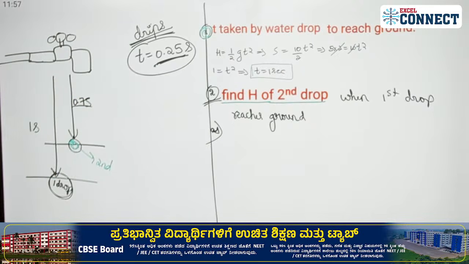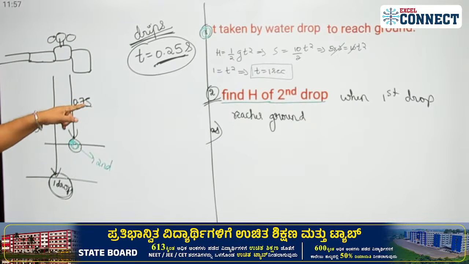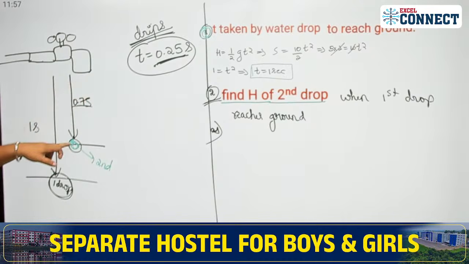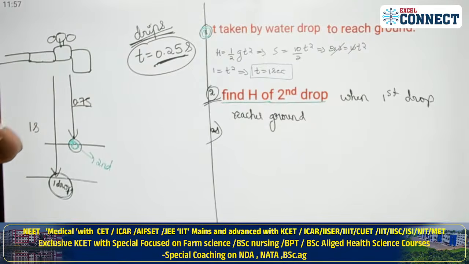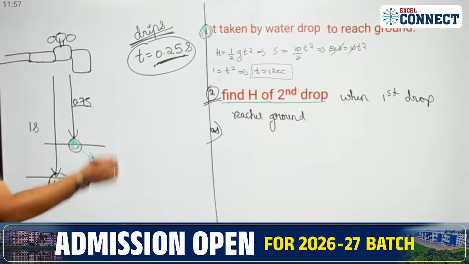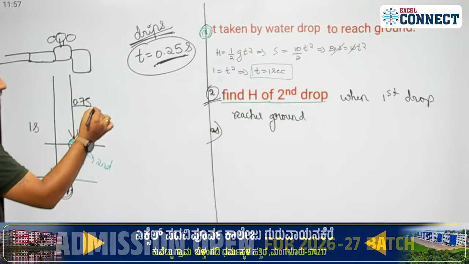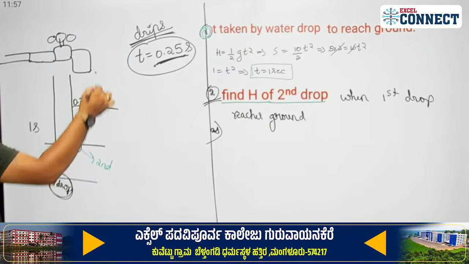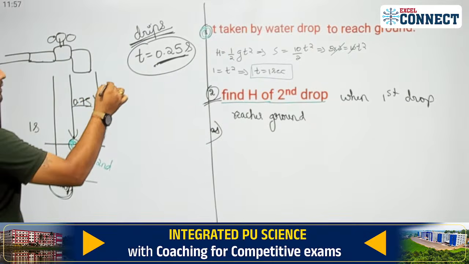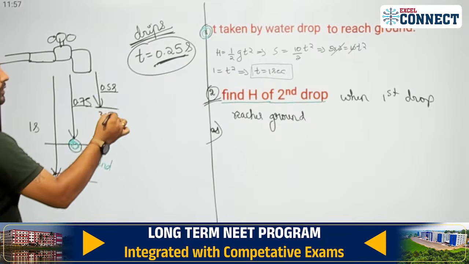Why does it take 0.75 second? Because the gap is 0.25. Because this drop comes out after 0.25. So time of travel for second drop is 0.75. Again after 0.25 second, there is a third drop. Third drop is behind second drop. What is the time taken by this? Time taken by this is 0.5 second, right? This is the third drop.